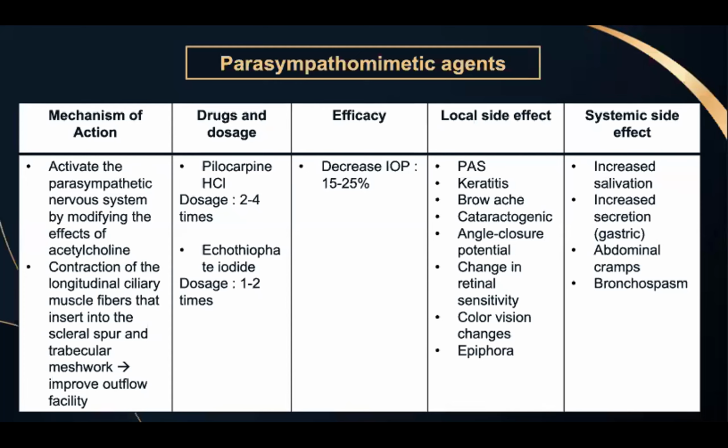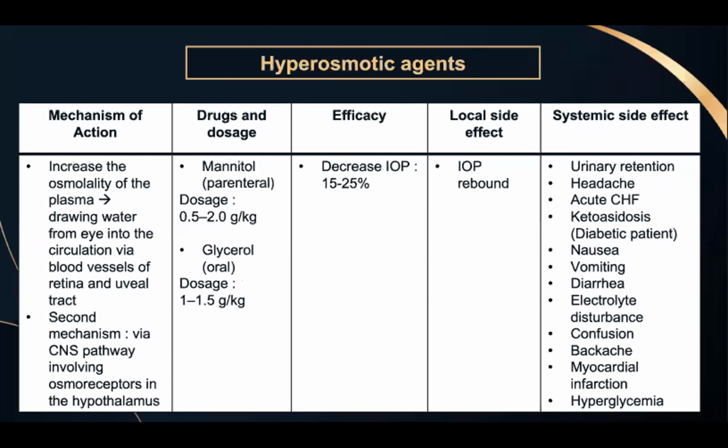The local side effects: miotics can be cataractogenic, and the use of miotics occasionally induces paradoxical angle closure, and can also cause epiphora due to direct lacrimal stimulation and punctal stenosis. The systemic side effects are increased salivation, increased gastric secretion, abdominal cramps, and bronchospasm.